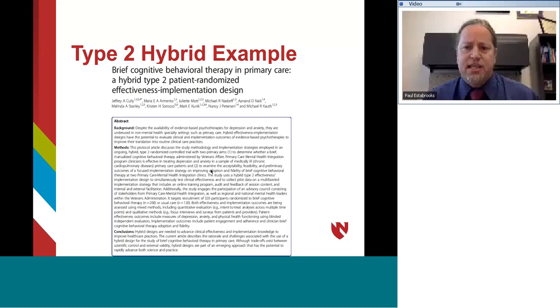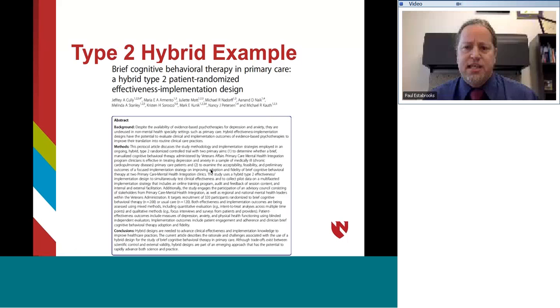So again, you see within this one, the distinction from the type 1 is that we still have a clinical intervention and we're still comparing it to something, but now we also have an implementation intervention that we were also comparing to something. So does this implementation strategy work better than, say, our usual announcements in our clinical meetings and those types of things? So kind of a standard care.